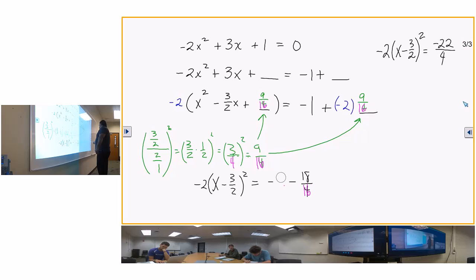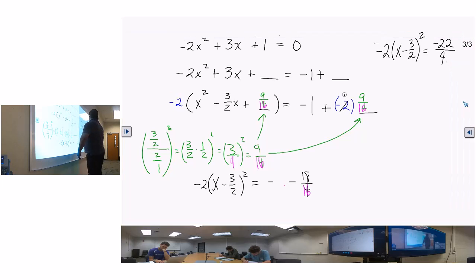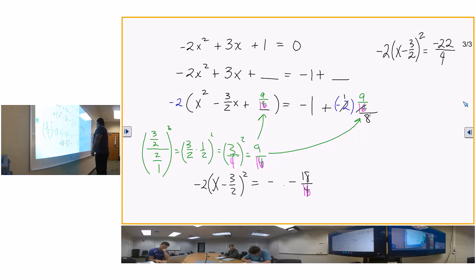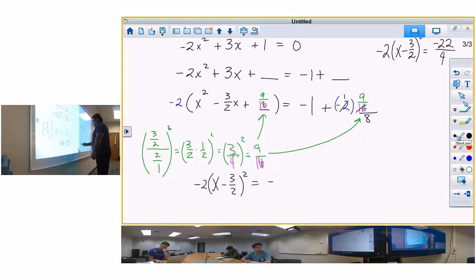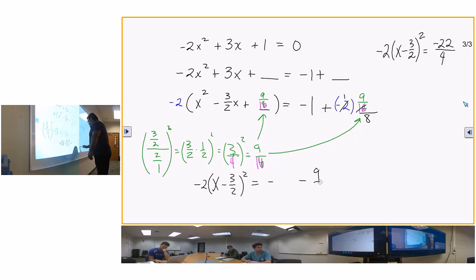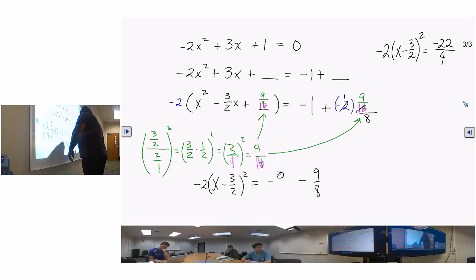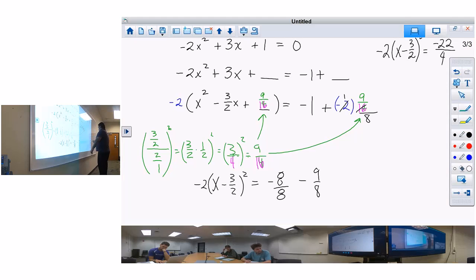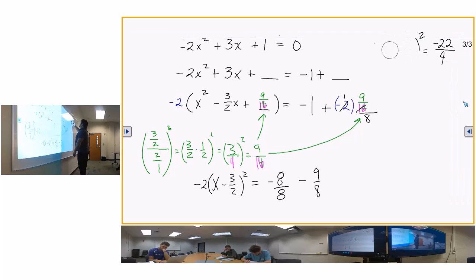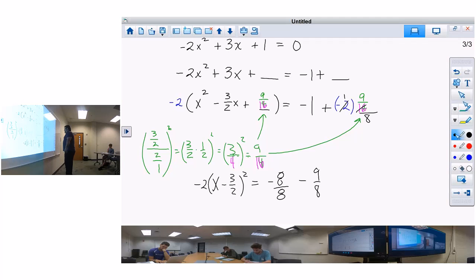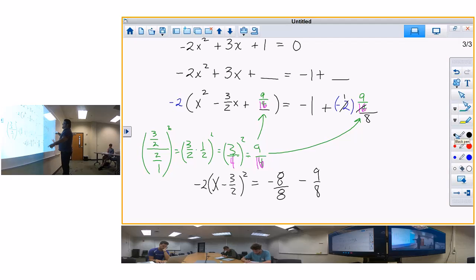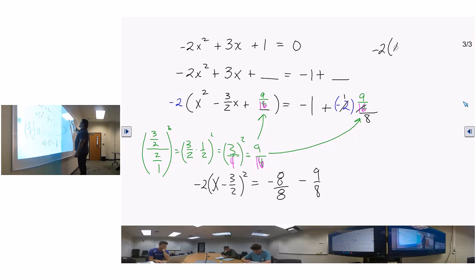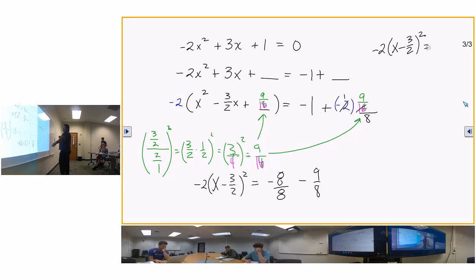Or we can change this, take this 2 out. That's a 1 and an 8, so 9/8. So that's going to make a 9/8 minus 9/8, and that will make this 8/8. Sorry about that. It's just this elementary math, so it shouldn't take you too far off. All right, so we got -2 times x minus 3/2 quantity squared is equal to -17/8.